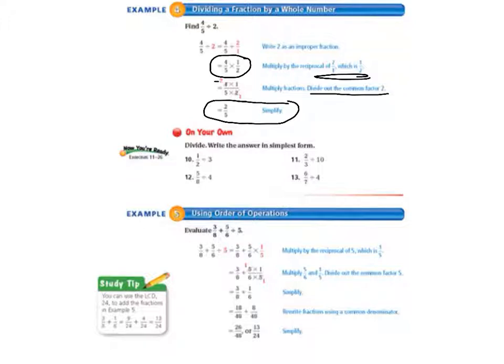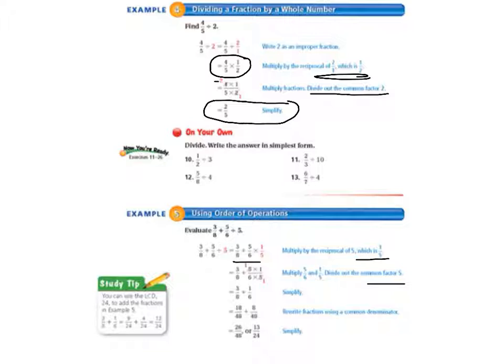Finally, let's look at example number 5, using order of operations. We're asked to evaluate 3/8 plus 5/6 divided by 5. Remember that we multiply and divide from left to right before we add and subtract. So we are going to do the division part of this problem before we do the addition. So we multiply by the reciprocal of 5, which is 1/5. So our new problem looks like this, 3/8 plus 5/6 times 1/5.